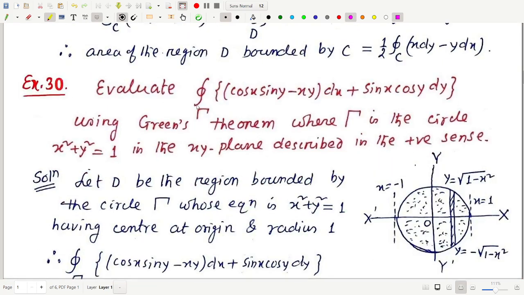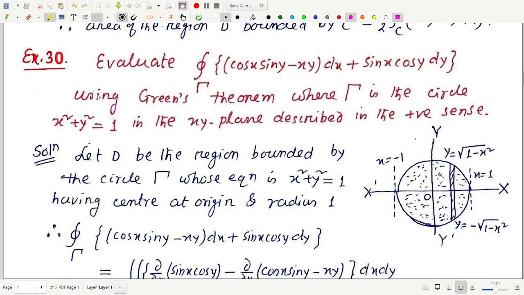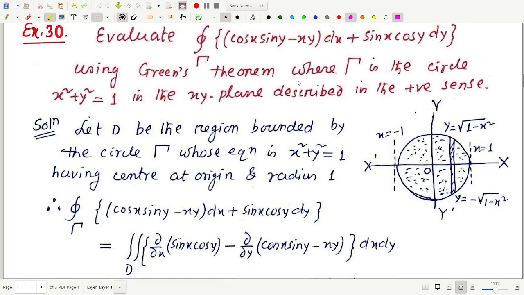Now let us see example number 13, continuation. Evaluate this line integral (cos x sin y minus xy) dx plus sin x cos y dy over the curve gamma. Here symbol is given gamma instead of C, closed curve. Evaluate this using Green's theorem, where gamma is the circle x square plus y square equal to 1 in the xy plane, described in the positive sense, means it will be in anti-clockwise sense.